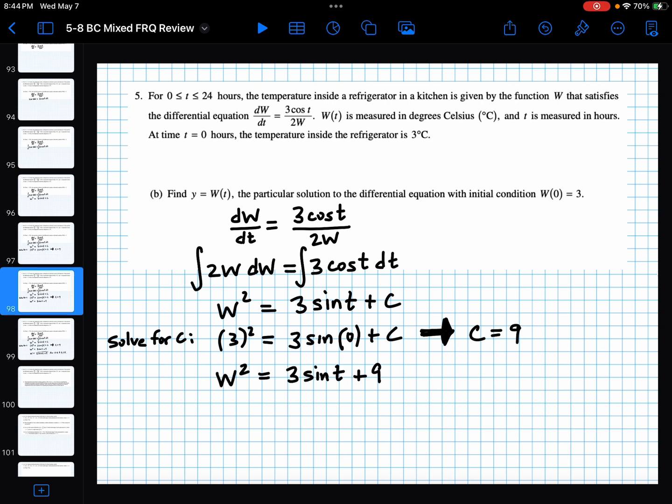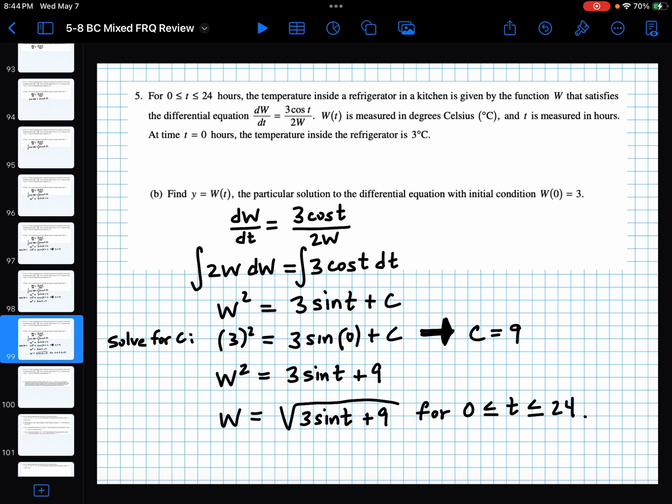So the line right above it, I go back and replace C with 9, and now I solve for W. Now remember, when you solve an equation that has W squared for W, you're taking the square root. There's technically a plus and a minus answer. But because you know the W, the temperature, is positive 3, you're going to go with the positive radical here on that interval. And there is W. Now, this thing said solve for W of t, so you really should write W of t equals that radical 3 sine t plus 9. Just be aware of that.